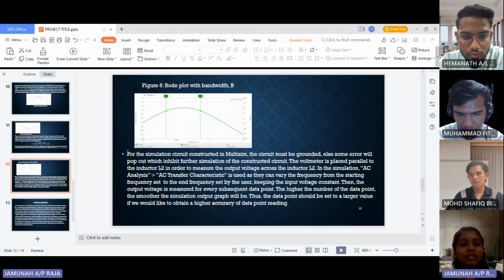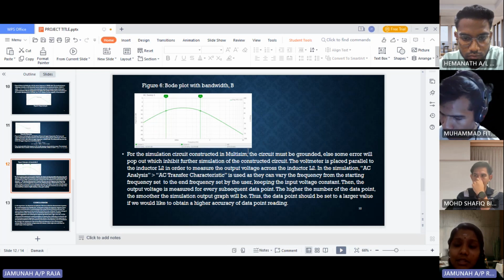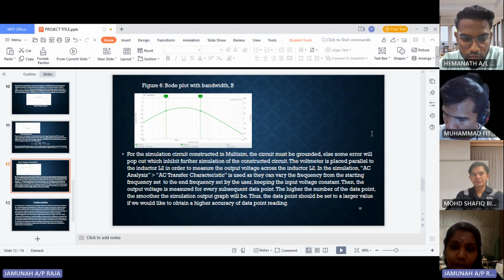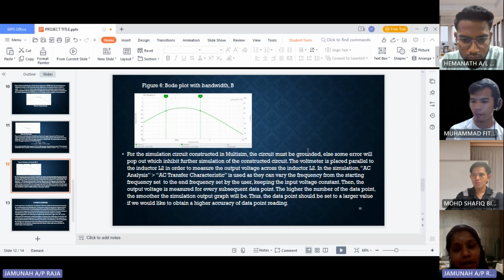For the simulation, the circuit is constructed in Multisim, because we use the software Multisim. The circuit must be grounded, else some error will pop up, which is invalid further simulation of the constructed circuit. If we are not connected to the ground, it will pop up with an error.